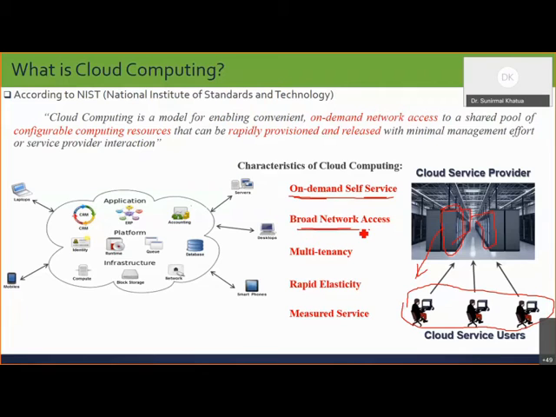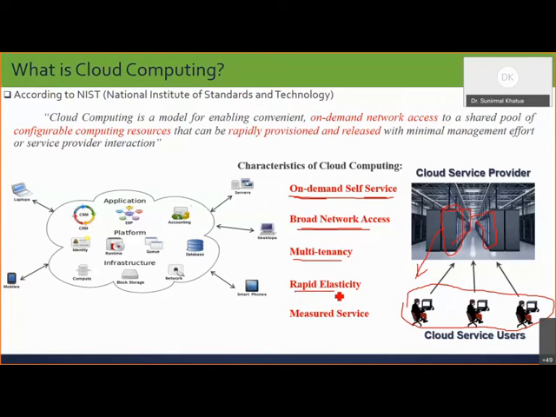So we say that it can be accessed from a broad range of the network. And the third important thing is that these are not dedicated for the users. The resources are shared. So multiple tenants are using the same resources, but they think that they are using the resources dedicatedly. So the cost of the resources is reduced drastically due to that multi-tenancy feature.